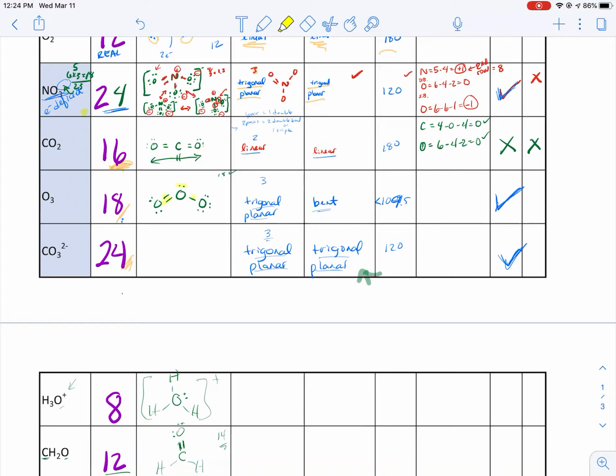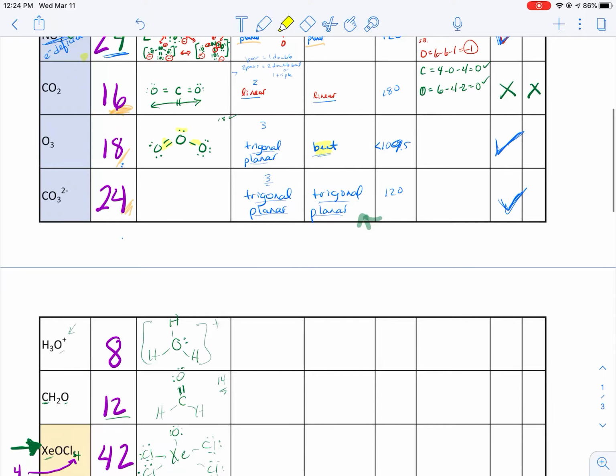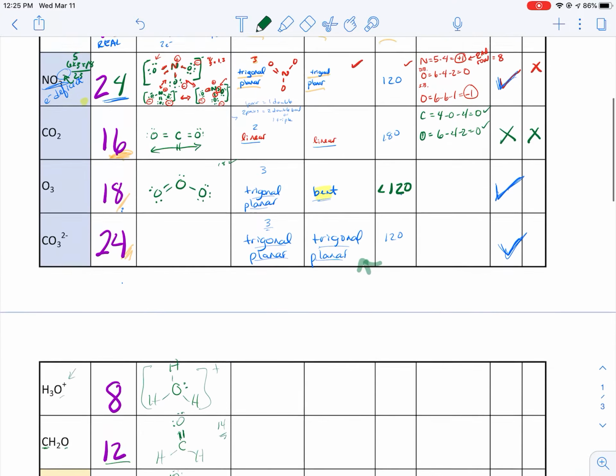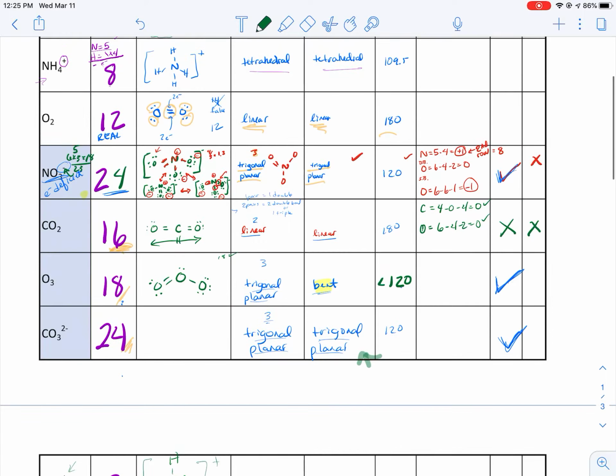Notice this is 3 regions: 1, 2, 3. That's why it's named trigonal planar. And when you have a lone pair on trigonal planar, it's called bent. And you do need to know these. You're going to have to memorize these ones. Bond angle on something like that, and this should say less than 120. That's a correction on that one.